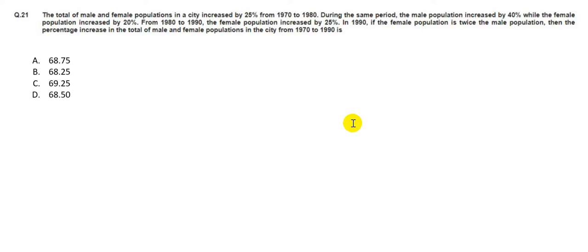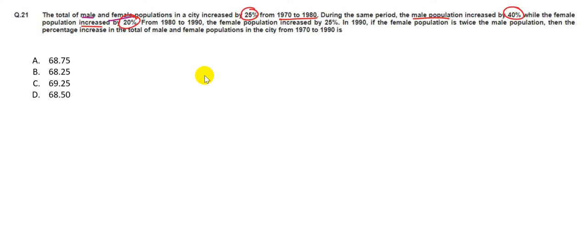We come to question number 21. This one says that the total of male and female populations in a city increased by 25% from 70 to 80. During the same period, the male population increased by 40%, female population increased by 20%.